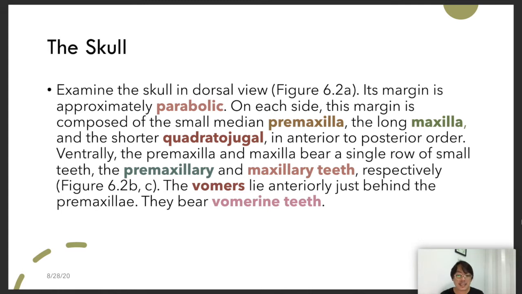Ventrally, the premaxilla and maxilla bear a single row of small teeth. We call them the premaxillary teeth and the maxillary teeth, respectively. And the vomers lie anteriorly, so that's found on top, just behind the premaxilla. They bear the vomerine teeth. So the vomers are the bones, and they bear the vomerine teeth.